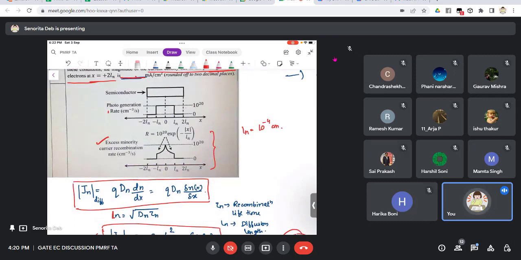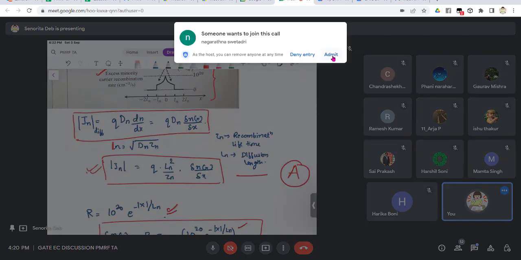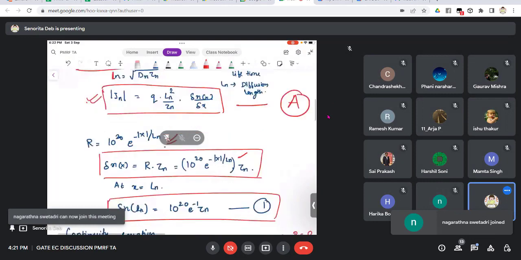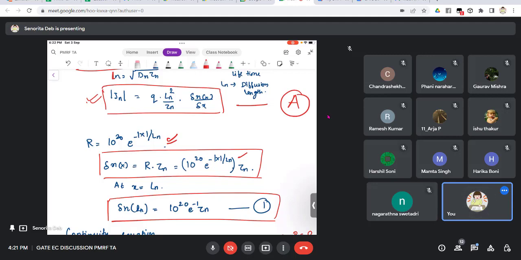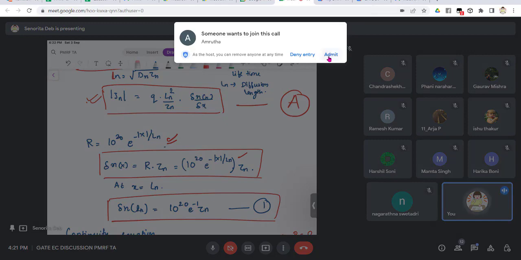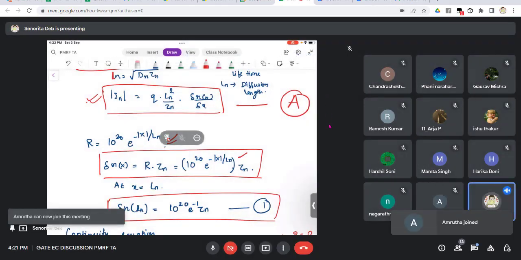So if you remember, Chandrasekhar had asked one question in the second class in which we had just multiplied this R with tau and we got the answer, because there was no dependence on the diffusion length there. There was no x. But here the R has a proper profile, a particular profile according to which we have to find the concentration. So you can write the concentration delta n of x as R into tau, which will be given with this formula: 10 to the power 20 e to the power minus mod x by Ln, tau n, right?